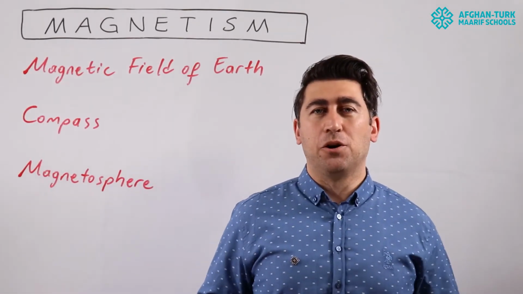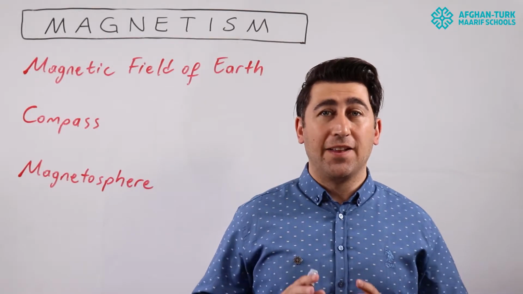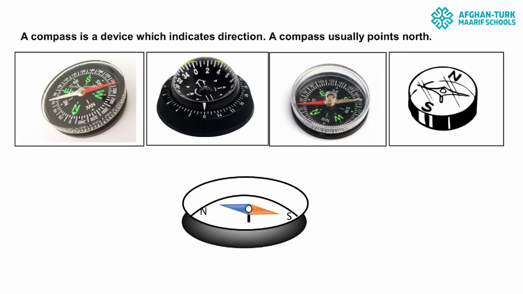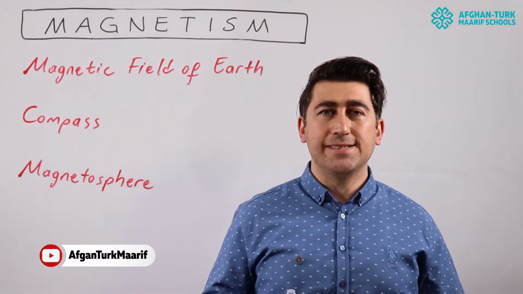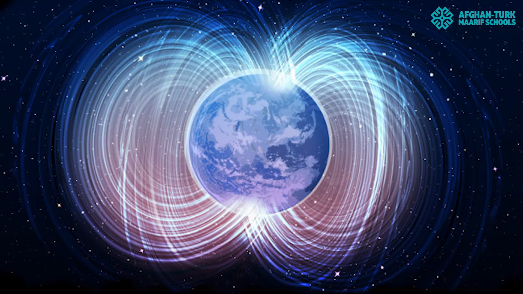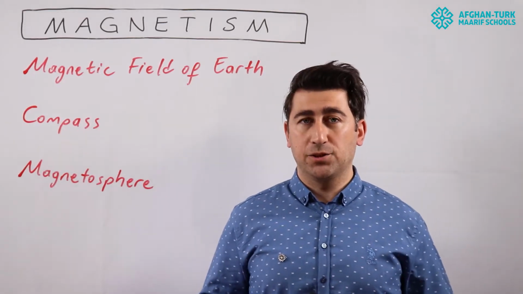The magnetic field of Earth: the Earth is a giant magnet itself. The geographical pole and magnetic pole are not at the same place. A compass is a device which indicates direction, and it usually points north. What is a magnetosphere? The Earth's magnetic field extends outside the atmosphere. The region of Earth's magnetic field is called the magnetosphere.